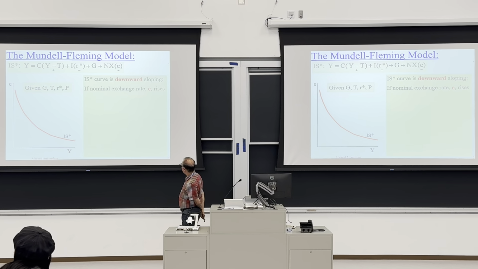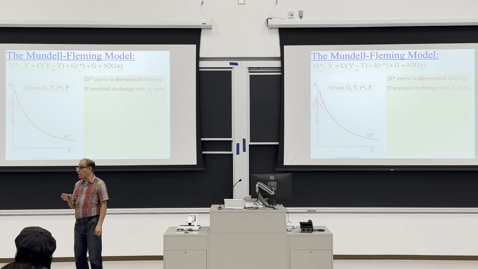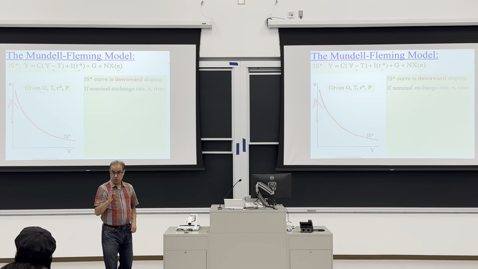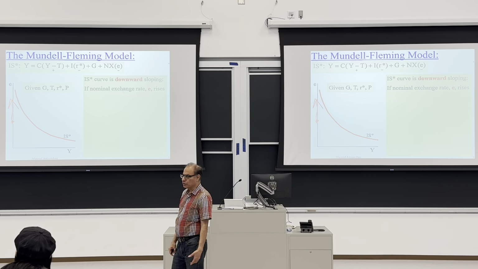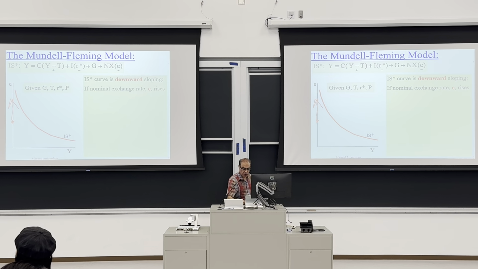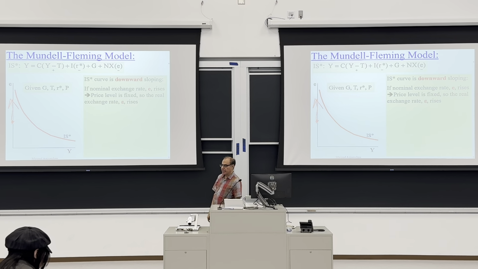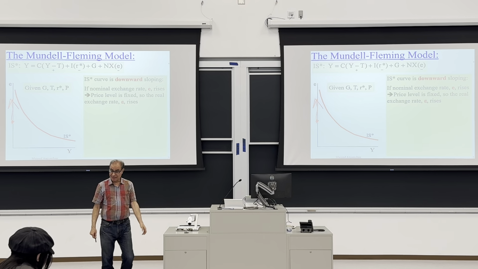So IS star is downward sloping. Suppose E goes up or down, it doesn't matter. So suppose E goes up. But remember, this is the short run. If E goes up, it means epsilon goes up. Real and nominal exchange rates are moving in the same direction in the short run. Okay? So it means what? It means the real exchange rate rises. But can you remind me, a higher real exchange rate, you know, we call that appreciation.